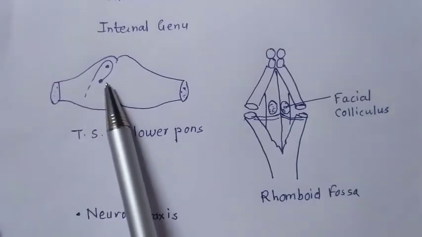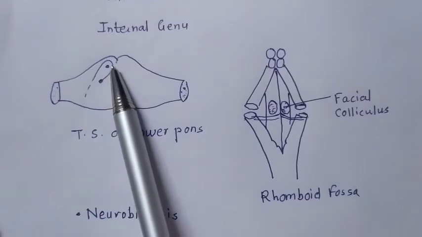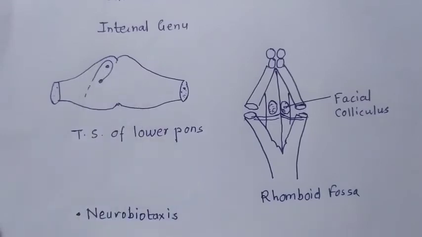So, in the initial course, the facial nerve passes backwards, although it supplies the muscles of face, and this phenomenon is called as neurobiotaxis. There are only two cranial nerves which shows neurobiotaxis. One is facial nerve and second is the fourth cranial nerve, that is trochlear nerve.